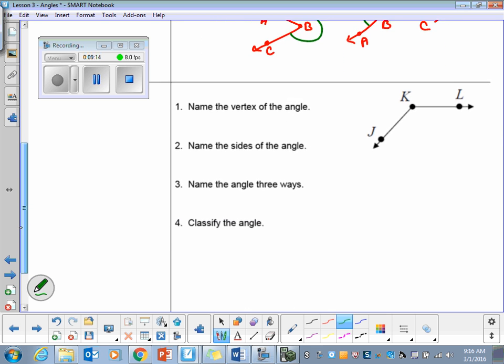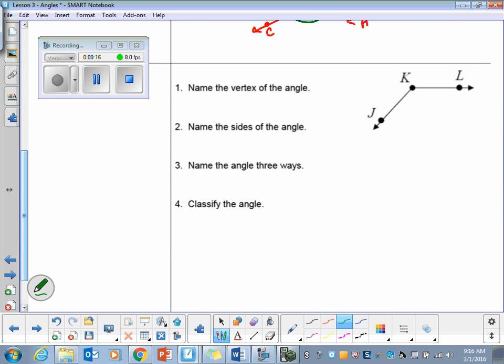Okay, so how about some practice here, naming parts of an angle. The vertex is the common end point. My vertex is K. The sides are rays. So ray KJ with the ray symbol because it's a ray, and ray KL with the ray symbol because it's a ray. Remember, rays have to start with the endpoint and then go on forever in one direction.